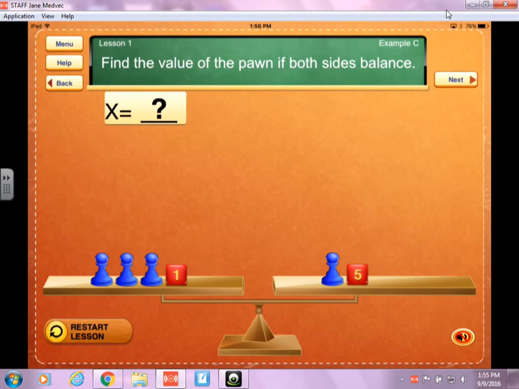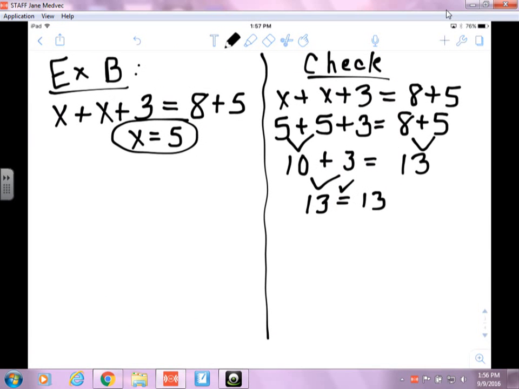All right, so here's example C. All right, so I'm going to have x plus 1 equals, because we're in the middle of the balance, x plus 5. Okay? So I'm going to go back to my notes now. Okay? I'm going to draw a line across. I'm going to go example C.